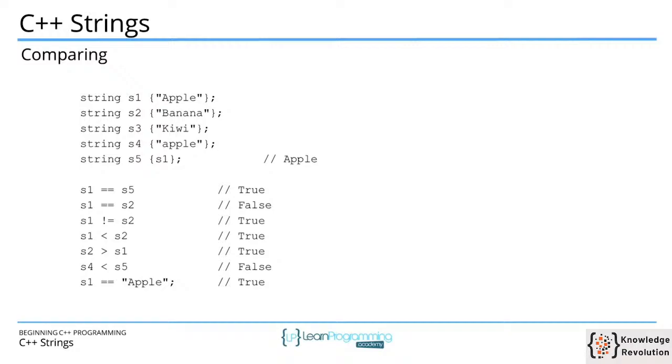In the case of S1 less than S2, this is also true since apple comes before banana lexically in the ASCII table. S2 greater than S1 is also true since banana comes before apple lexically. Notice that banana has an uppercase B, whereas apple has a lowercase a. S4 less than S5 is false since apple with a lowercase does not come before apple with an uppercase. And then finally, A1 equal apple is true because they're the same. Notice in this case, apple is a C-style string literal.